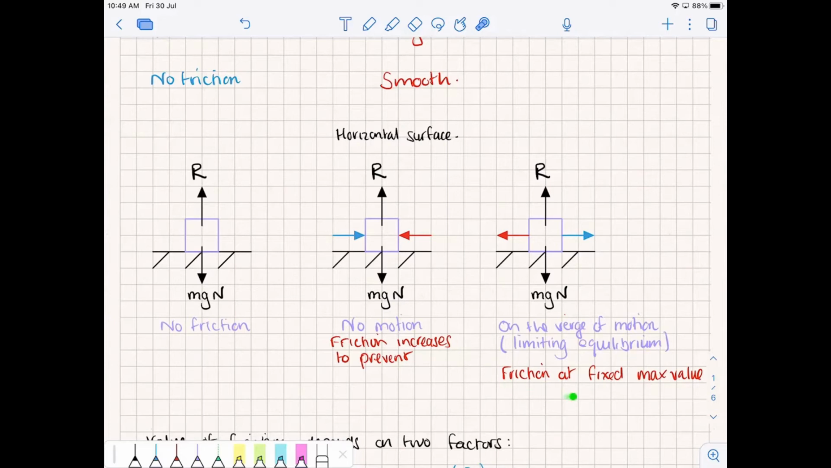This point is also when our friction is at its maximum value. So friction can increase up to a point, but even friction has a maximum value. So if you apply a force just greater than its maximum value, the object will move in that direction. And we call this, like I said, the point of limiting equilibrium.